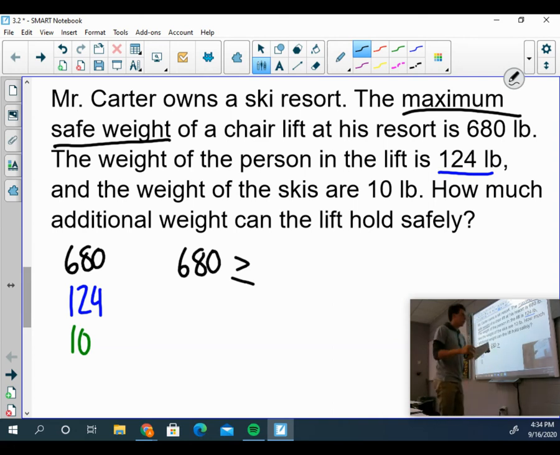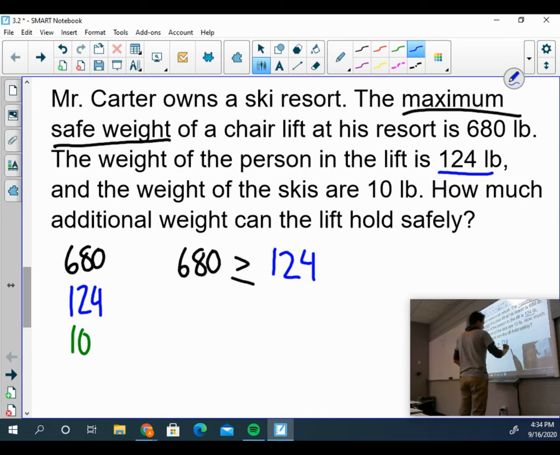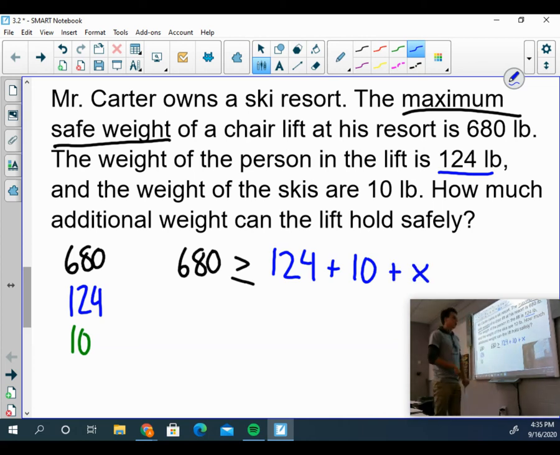Now, what is making up that 680 pounds on our chairlift? Well, we have 124 pounds. And we have 10 pounds of skis. And then we want to know how much additional weight we could hold. Do we know what that additional weight weighs? No, we do not. So we go ahead and toss in a variable for it. Again, the open side of the inequality needs to be facing the 680 because if it faced the side with the variable, that would imply that 124 plus 10 plus x had to be larger than 680. And of course, we don't want to snap a ski lift and all fall down the mountain. So what are we going to do here?